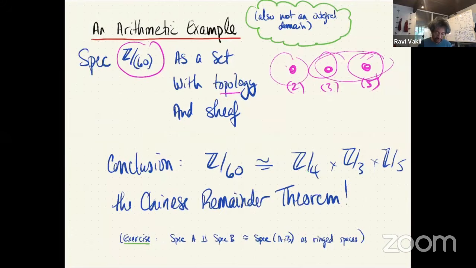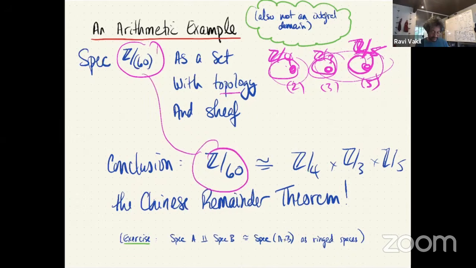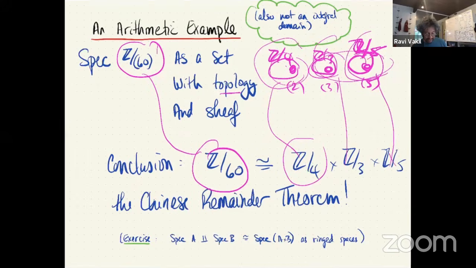And now the sheaf, what's the sheaf on it? Well, I'll let you think about why that's true. But it's Z mod 4 here, Z mod 3 here, and Z mod 5 here. And okay, so if that's the topology, and those are the sections of the open sets, then that means the sections over everything, which we know are supposed to be Z mod 60, is going to be sections over this, and sections over this. And so it's the Chinese remainder theorem. So the Chinese remainder theorem is somehow embedded in this.